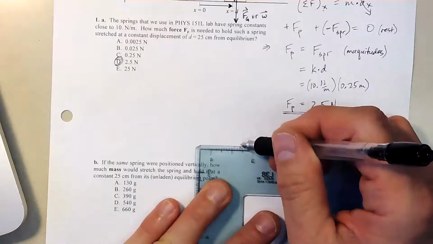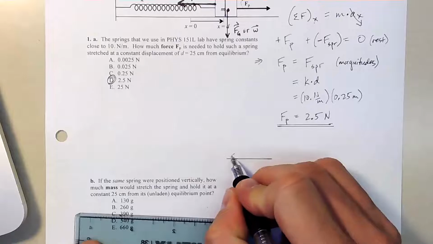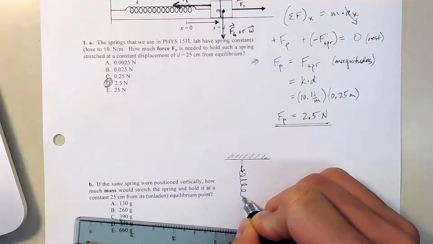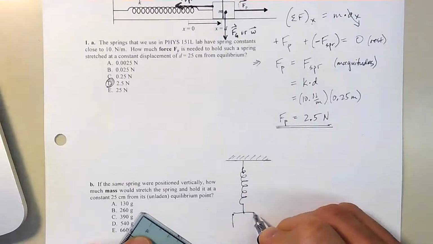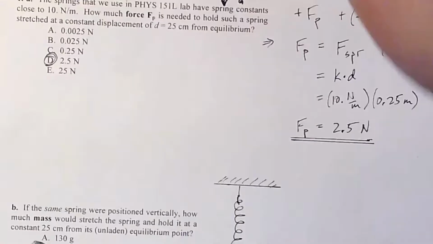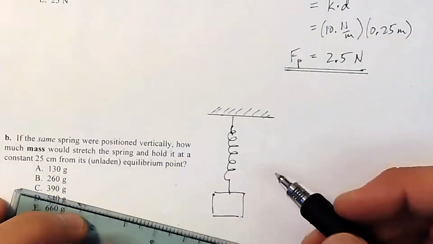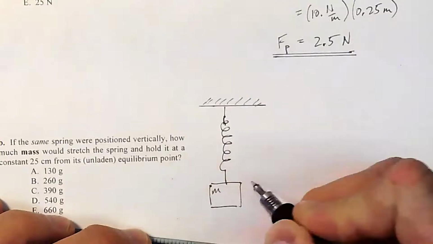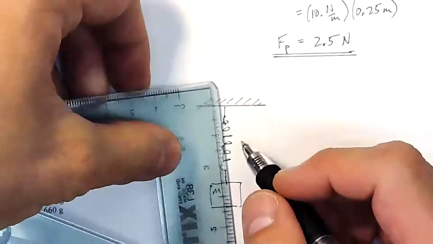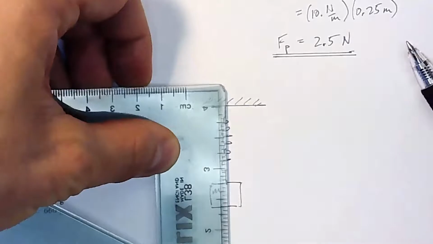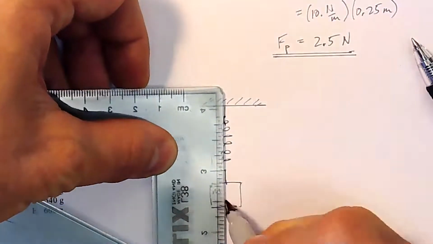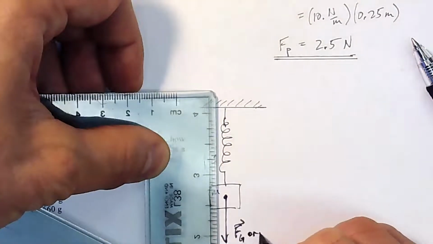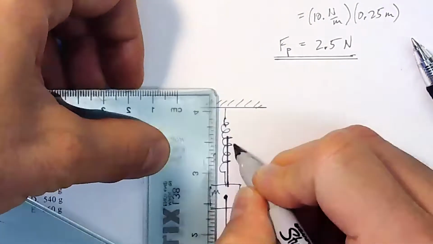So what I'm going to do is just sketch what this looks like. So here's our spring. And the spring at this point has already been displaced 25 centimeters downward by this mass right here. So we know that if I want to use this like a little free body diagram, there's a weight pulling downward, and there's this restoring force of the spring pulling upward.